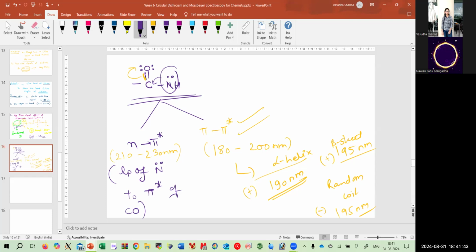So that is why these particular values are there for alpha helix, beta sheet, and random coil. We didn't get these values from just anywhere. There is a specific reason for these values. Why are they coming? Because of the amide linkages that we have. The amide C=O and NH groups have n to pi star transitions and pi to pi star transitions. Because of that, they absorb a certain wavelength, and therefore we can see a signal at that particular wavelength. I hope this is clear.